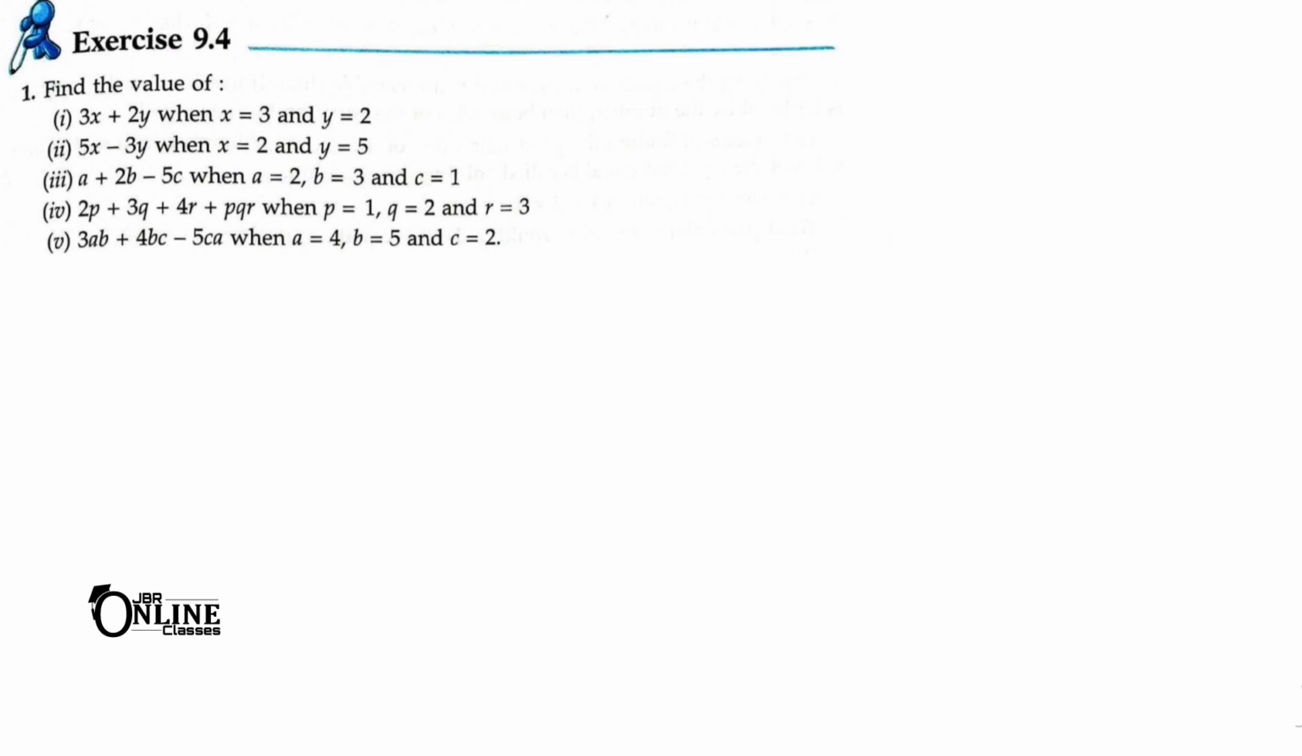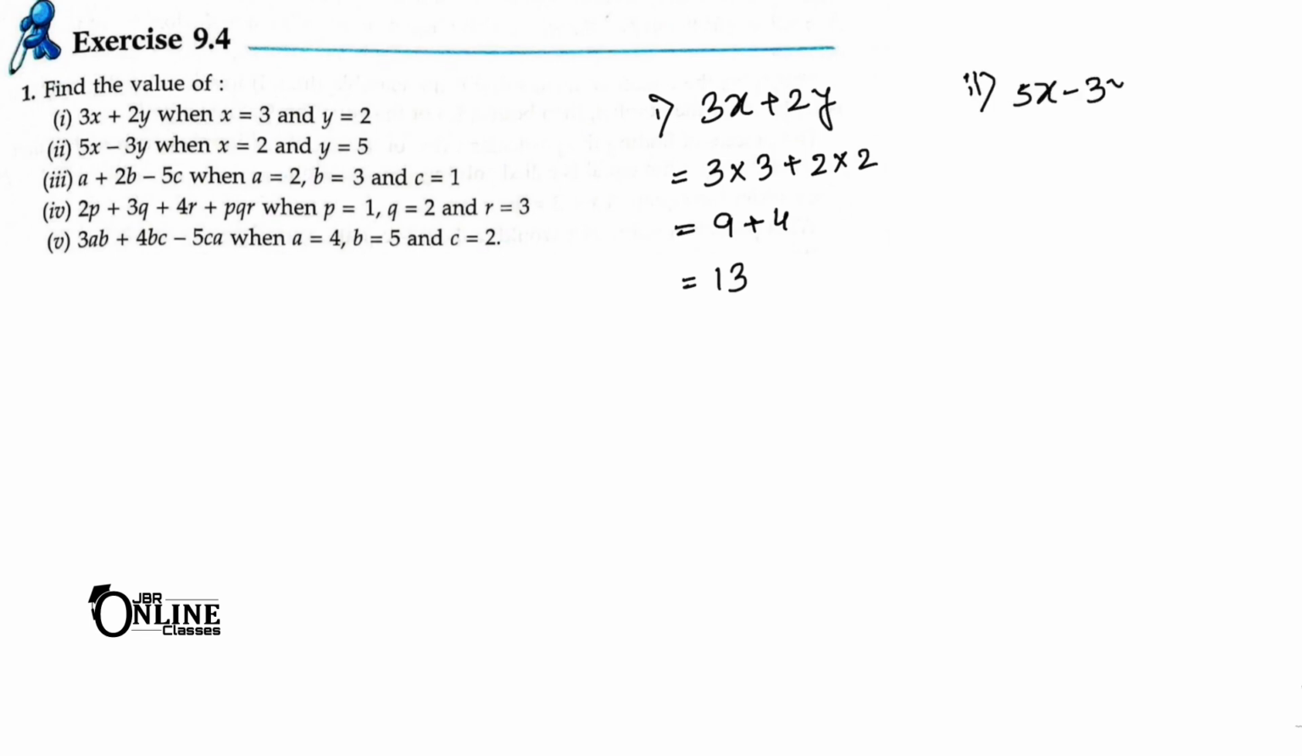So here in 9.4, the first problem: find the value of 3x plus 2y. Here you have the value of x equal to 3 and y equal to 2. That means you just have to replace x with 3 and y with 2. So 3 times 3 is 9, 2 times 2 is 4, that equals 13. It's very easy.